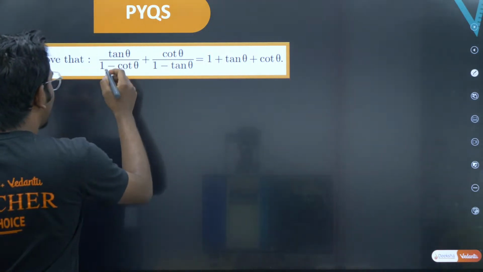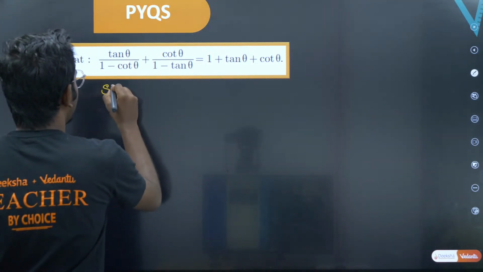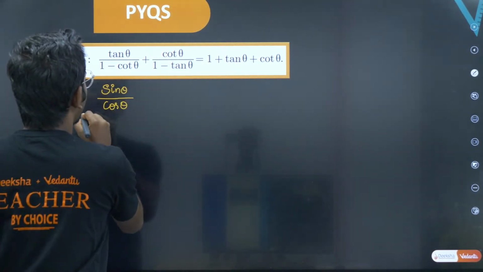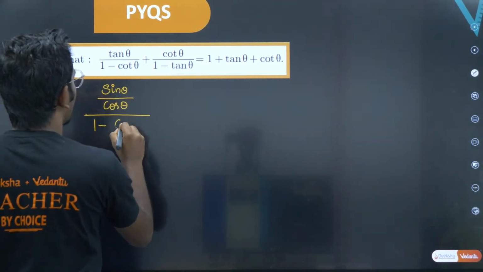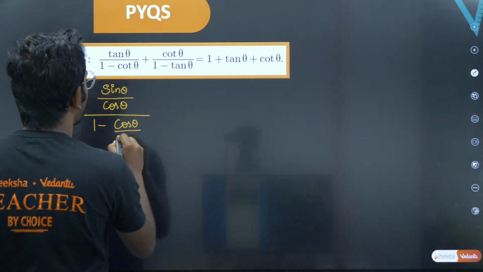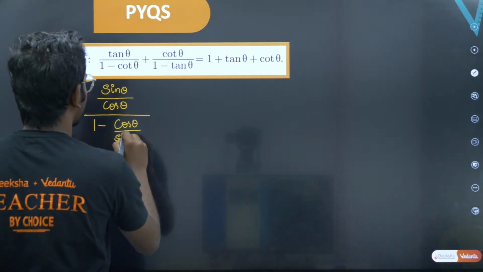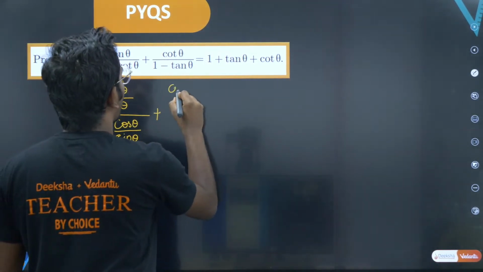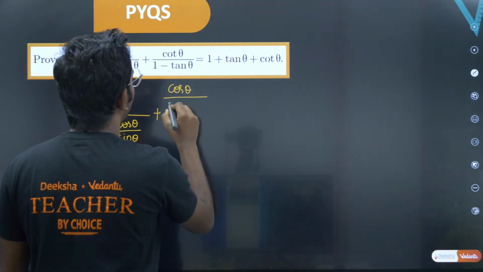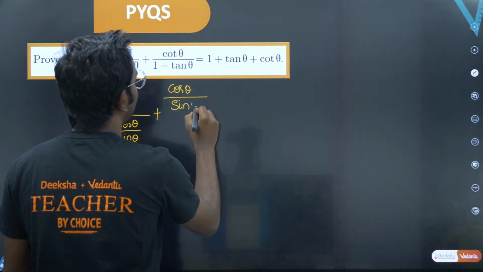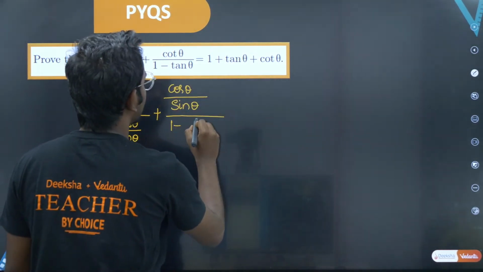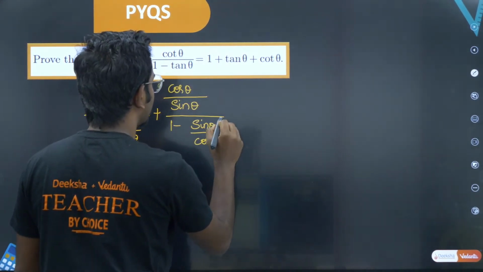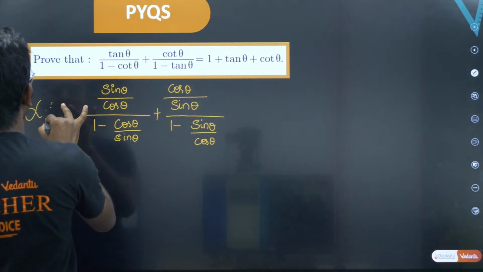So I'll take tan theta as sin theta by cos theta divided by 1 minus cos theta divided by sin theta, plus cot theta, which is again cos theta divided by sin theta, divided by 1 minus sin by cos. Okay, this is your first step. So this is your LHS. You will start the LHS with this.